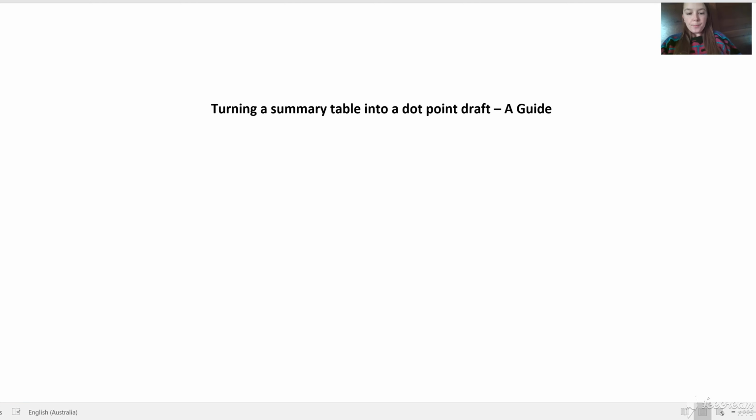Okay, so now that you guys have done your summary tables, what we need to think about is starting to move towards producing your outcome. And one of, I guess, the best ways to start to do this is to think about turning your summary table into a dot point draft. They differ because a summary table is just like a cut and paste of your information, maybe a few points, maybe a little bit of you writing about things.